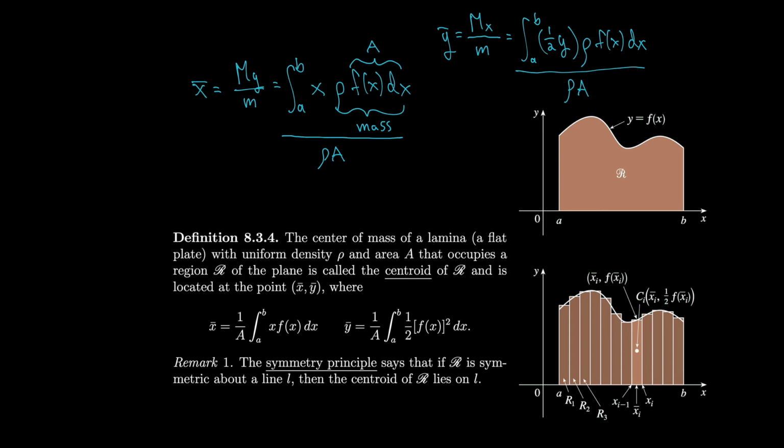So one last thing to mention, the symmetry principle says that if R is symmetric about a line L, then the centroid of R lies on L. So if we have something nice and symmetrical on both sides, then we can figure out either x bar or y bar pretty easily if it's symmetrical about the x-axis or the y-axis.